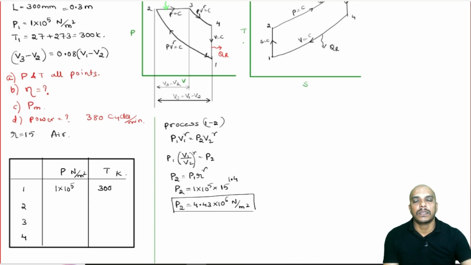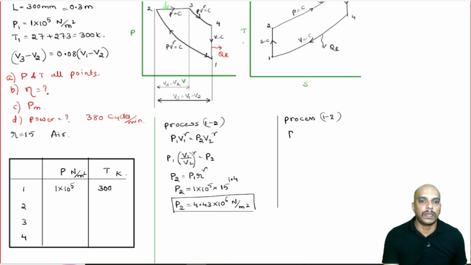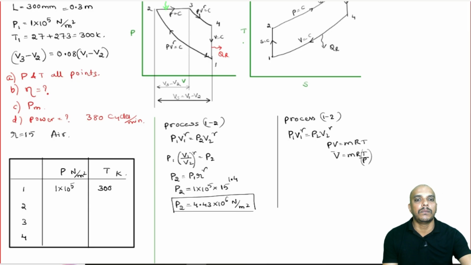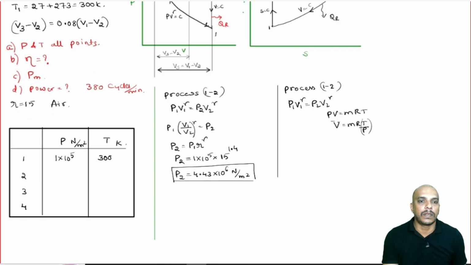Now similarly, using the same process 1 to 2, let us find the value of T2. P1 V1 power gamma is equal to P2 V2 power gamma, and we want the temperature ratio. So I will eliminate volume, because we do not have the volumes anywhere. V is equal to mRT by P, so in place of volume I can represent it with T by P, because mR will cancel out on both sides.